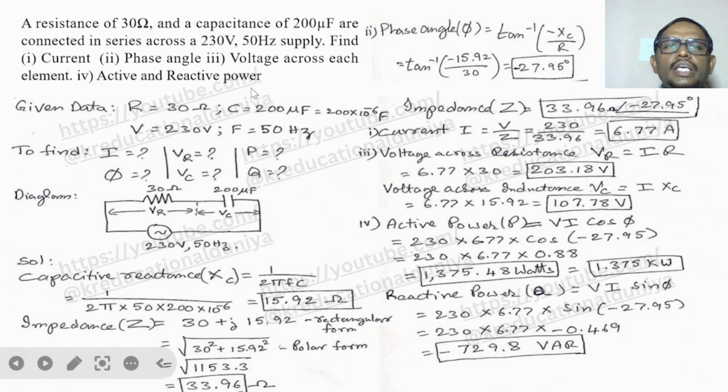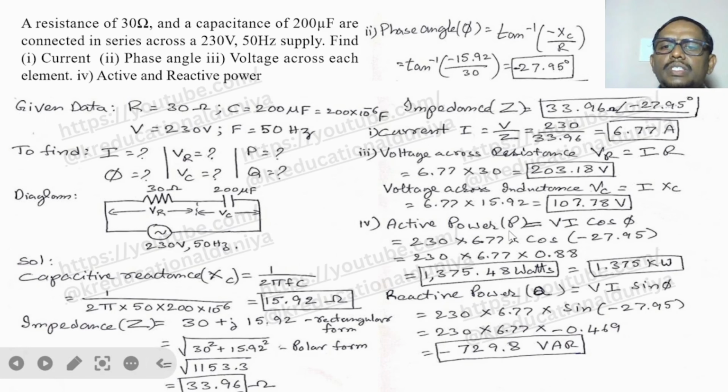Next, voltage across each element they are asking. So voltage across resistance VR equal to, according to Ohm's law, I into R. What is the I value? 6.77. What is the R value? 30 ohms. So voltage across resistance equal to 203.18 volts. Next, voltage across capacitance, VC equal to I into XC. So I is 6.77 and XC value is 15.92. So the resultant is 107.78 volts.